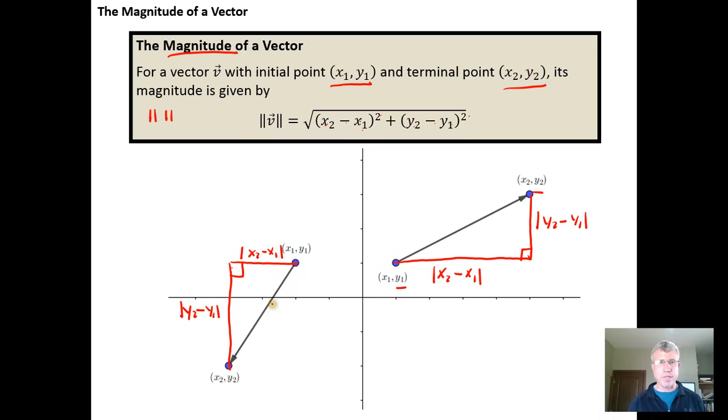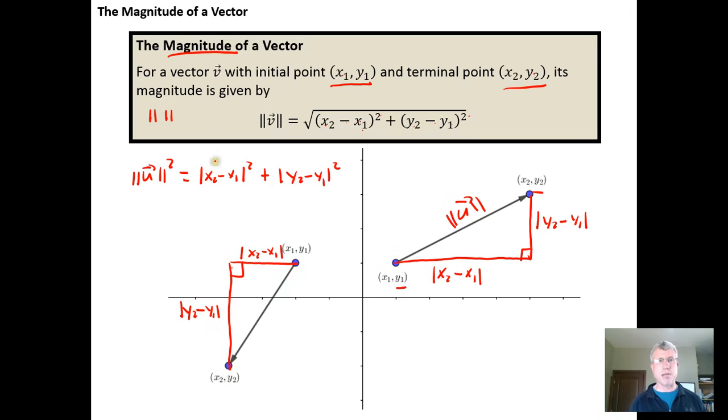We know that the length of this vector, let's say we name this vector u, is just going to be the hypotenuse of a right triangle, so we just apply the Pythagorean theorem. The square of the hypotenuse equals the sum of the squares of the legs of the right triangle, and we get the absolute value of x2 minus x1, squared, plus the absolute value of y2 minus y1, squared.